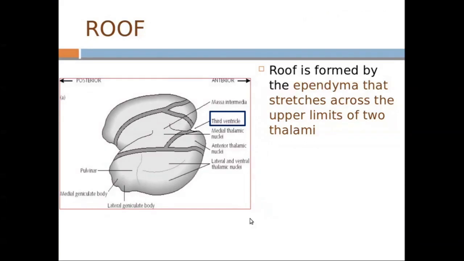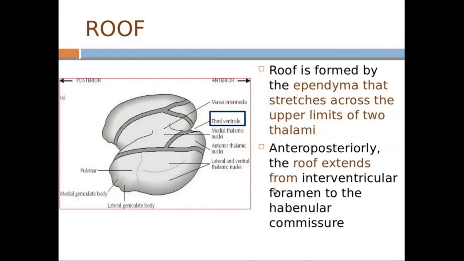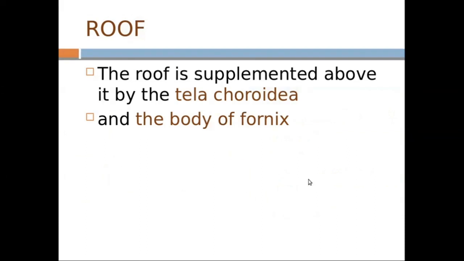Roof. The roof is formed by the ependyma that stretches across the upper limits of the two thalami. So these are the two thalami. The upper surfaces of the two thalami are connected by the ependyma that forms the roof. Anteroposteriorly, the roof extends from the interventricular foramen in front to the habenular commissure behind. The roof is supplemented above by the tela choroidea and also by the body of the fornix.